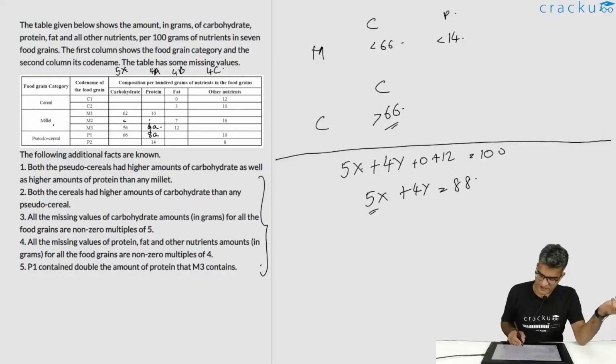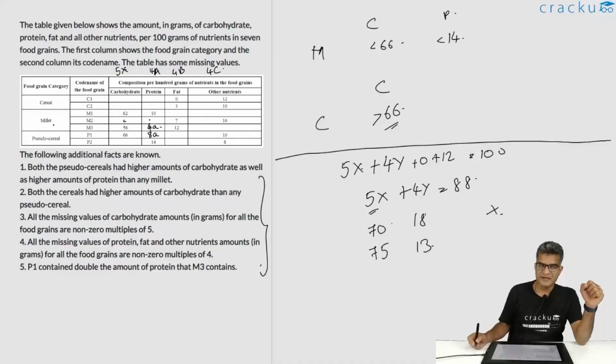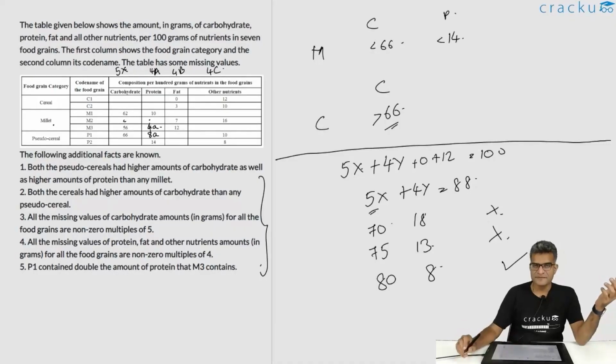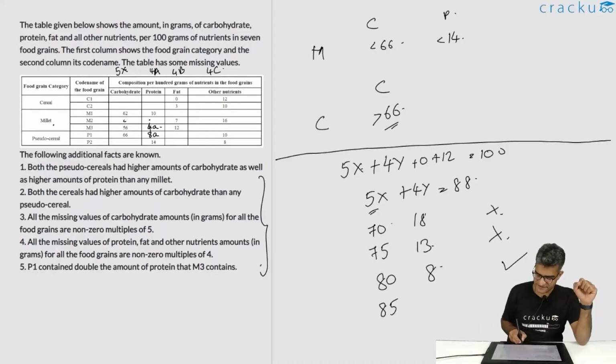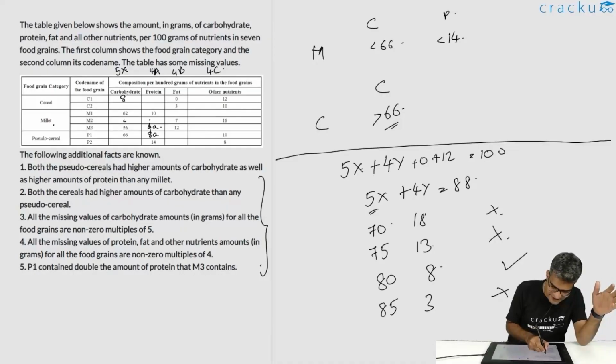So one value is that this is 70 and this is 18. But 4y, this 18 has to be a multiple of 4, so this is not possible. Or this can be 75 and 13. Again, that is not possible because 13 is not a multiple of 4. Or this will be 80 and this is 8. This is valid because 80 is a multiple of 5, 8 is a multiple of 4. The only other possibility is 85 and 3, but 3 is not a multiple of 4. Essentially, we are trying to figure out what are the values for the carbohydrate and protein in C1. The only possibility is that this is 80 and this is 8.